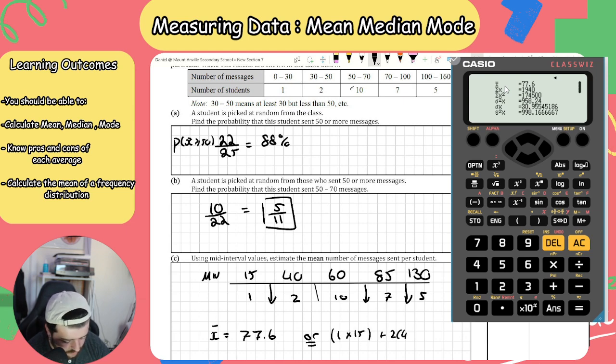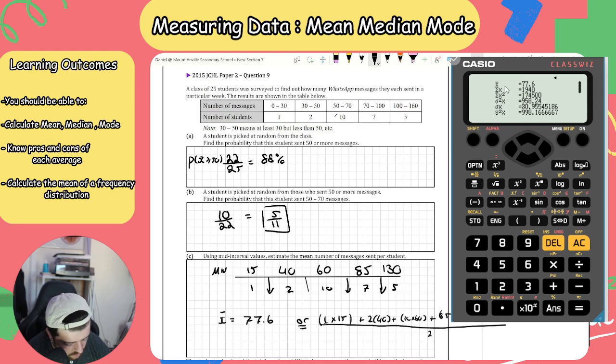plus 2 times 40 plus 10 times 60 plus 85 times 7 plus 130 times 5 all over 25, right? That's right, turn it off there. Or you can put it like that.